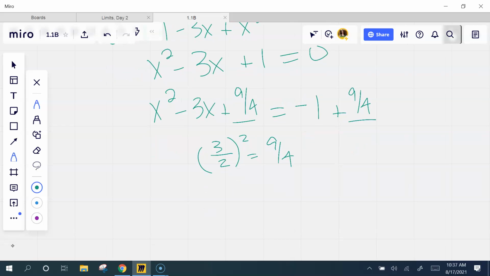Factored on the left would be x minus the square root of 9/4, which is 3/2. And I need to combine these two. Negative 1 is going to be negative 4/4. So I have 5/4. Once you get to this point, it's easy peasy. I agree that completing the square, whenever you get familiar with it, is a lot easier than quadratic formula if you don't have a leading coefficient here.